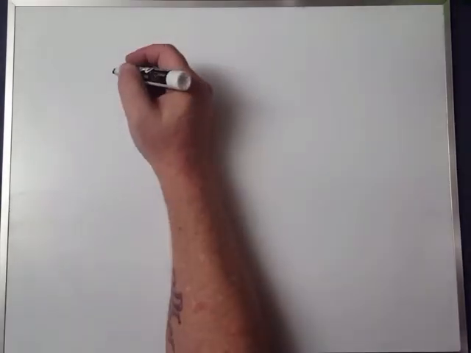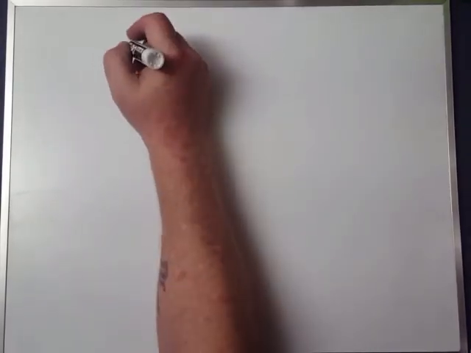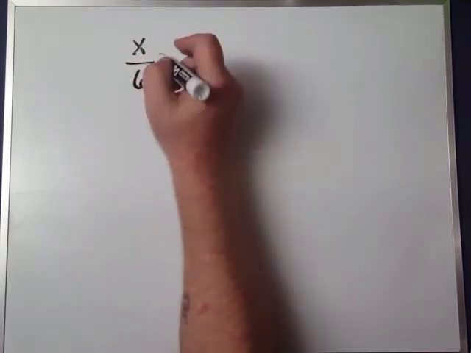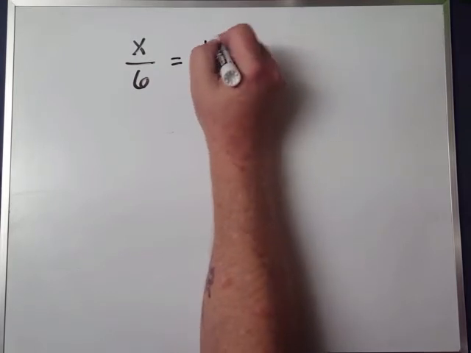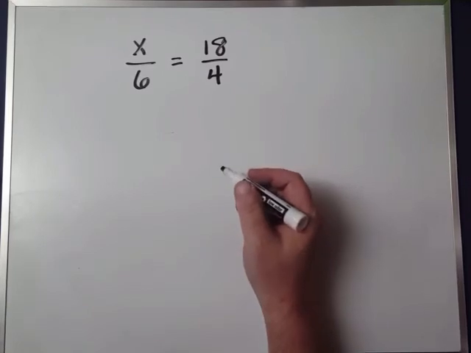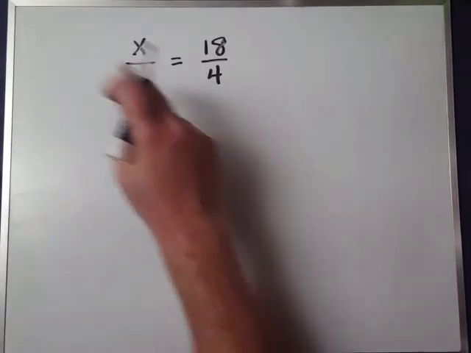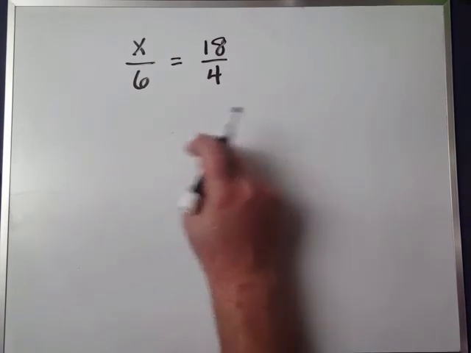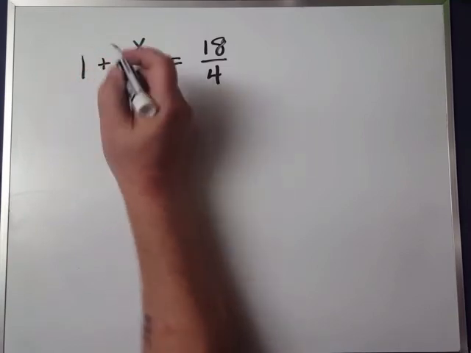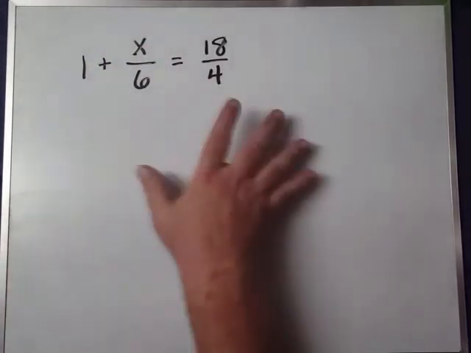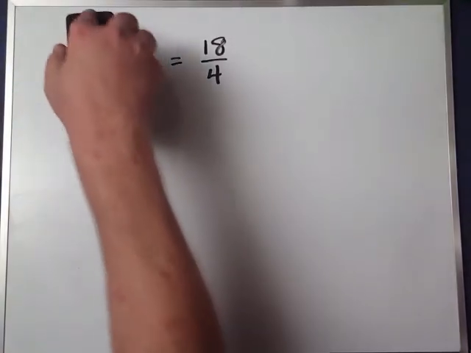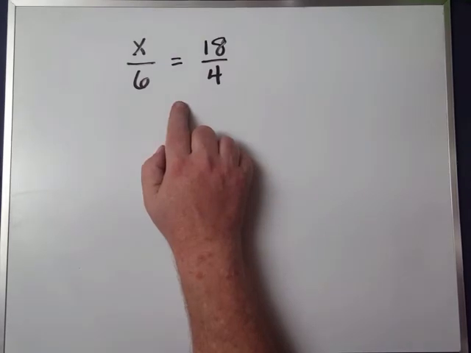Look at number 30. The instructions will simply read, solve. X is to 6 as 18 is to 4. Solve for X. Well, this is a proportion, meaning I can cross-multiply and set the cross products equal to each other. Now, very careful. If there were anything else going on in this problem, it's no longer a proportion. You can't use cross-multiplying unless it is simply a fraction equals a fraction. Then you can cross-multiply.